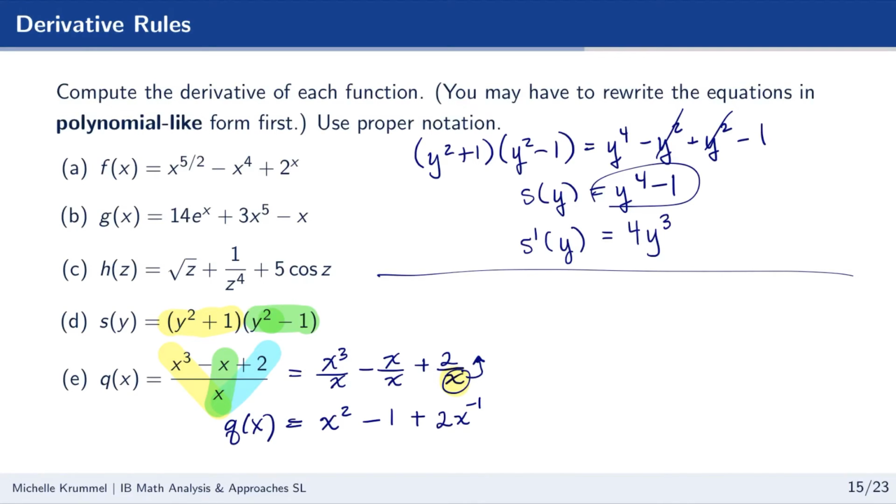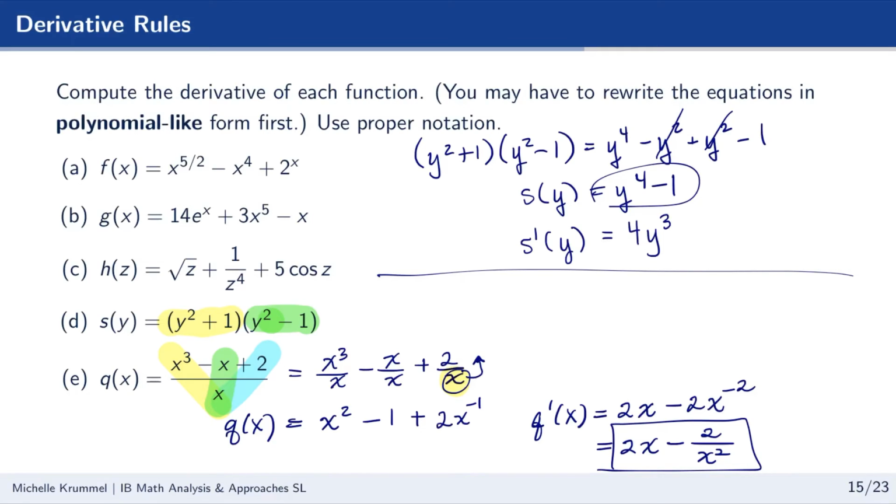If this is q of x, then q prime of x equals the derivative of x squared, use your power rule, is 2x. The derivative of negative 1, use your constant rule, is 0. And the derivative of 2x to the power negative 1, use your power rule with your constant multiple rule. The negative 1 comes down, gets multiplied by the 2, and then the exponent gets decreased by 1. So it'll be x to the negative 2. And if we simplify that, it's 2x minus 2 over x squared. That's the final answer for q prime of x.